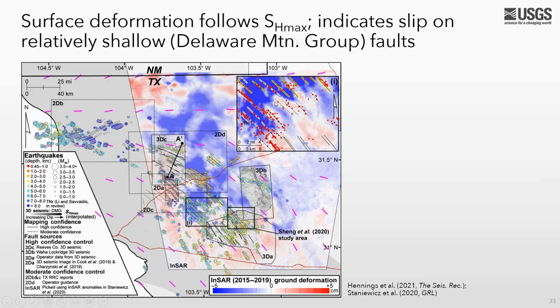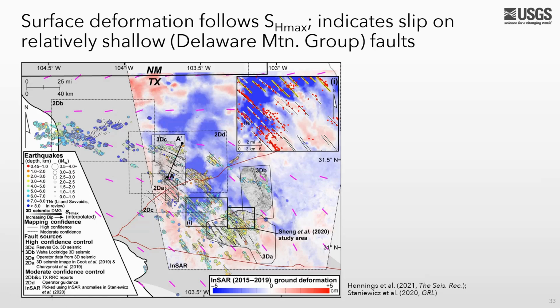And you see, in this inset here, these lineaments that are formed by up and down surface deformation, and those are also parallel to those fault traces and to SHmax orientations, and in some cases to the lineaments of seismicity. But also note that there are fault traces mapped here that are not associated with seismicity, but do appear to be associated with this surface deformation signal.